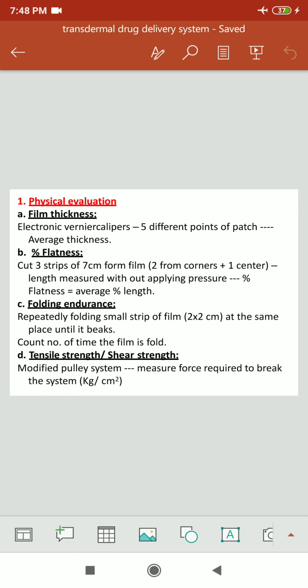Film thickness: we take five random films and, using a screw gauge, measure the thickness of the film at different parts of the patch. Percentage flatness is calculated by this equation. Next is folding endurance, which means the capacity of the patch to withstand folding. The patch should withstand 300 to 400 folds.